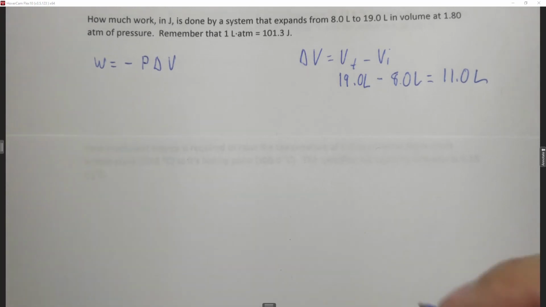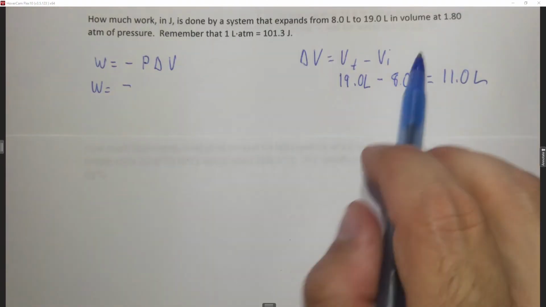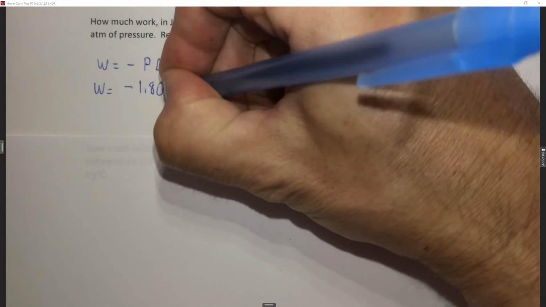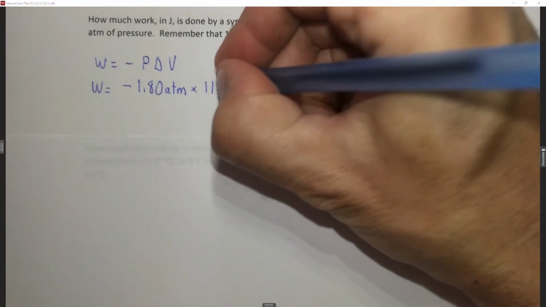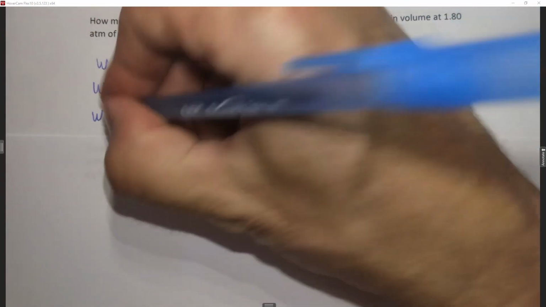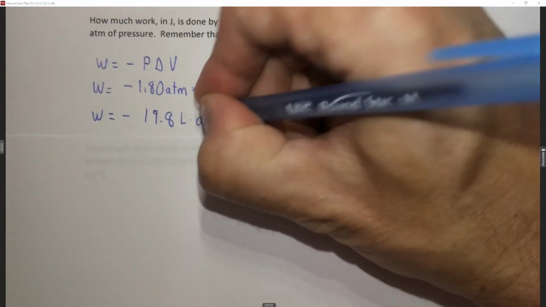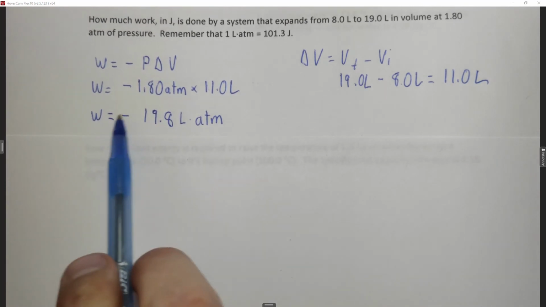Now we can plug in over here. W equals negative the pressure in atmospheres, which is given in the problem, 1.80 atmospheres, times the change in volume in liters that we just found, the 11 liters. And when we look here, W equals negative 19.8 liter atmospheres.